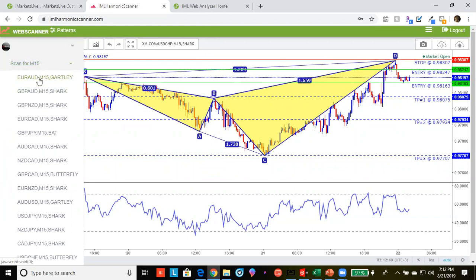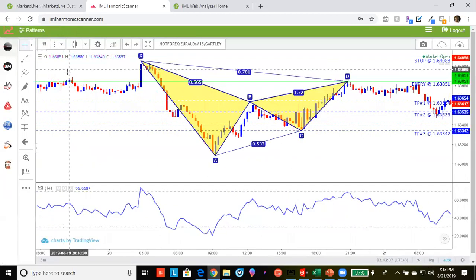Usually on the Harmonic Scanner, the top few pairs are going to be the most accurate or the most available pairs at that time, because this whole chart gives you 85% accuracy. So nothing's 100%. You need to trade as much as possible so that you can catch the good trades. All right, so this first one right here is a Euro AUD.